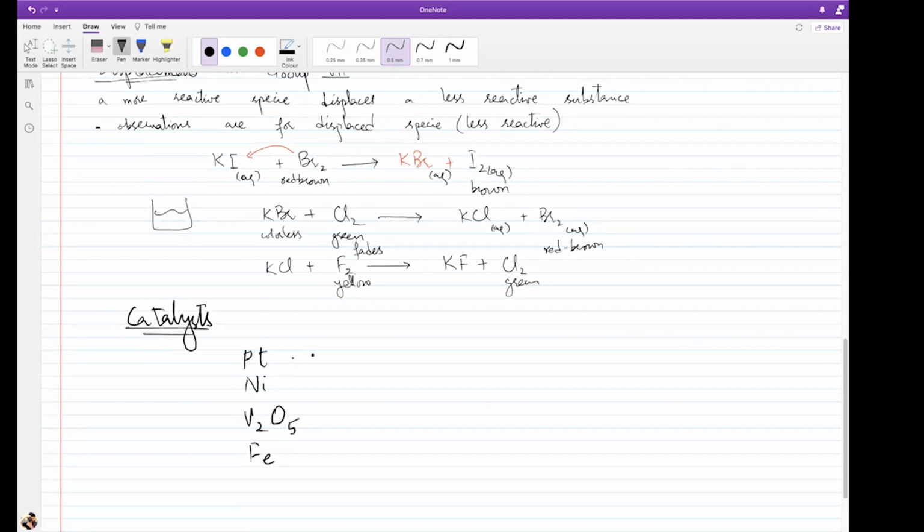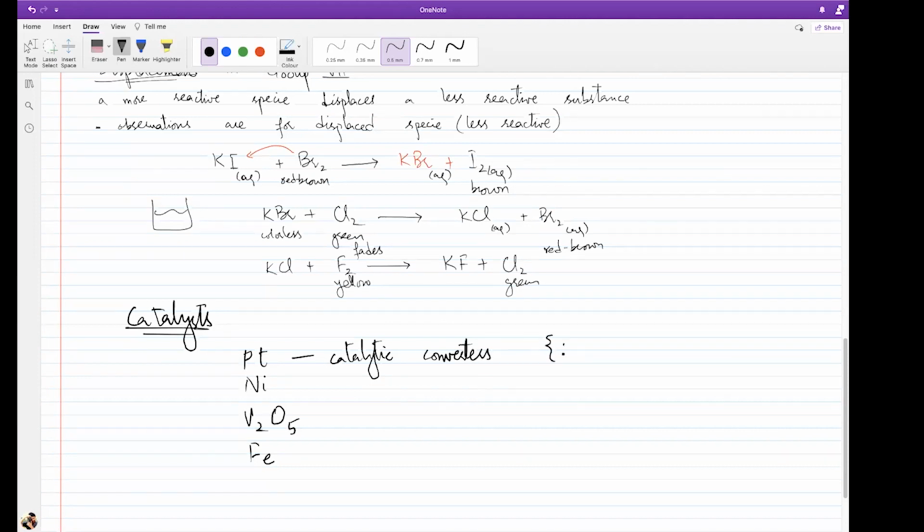Okay, how does it work? Platinum is used in catalytic converters. Catalytic converters basically make sure that harmful gases do not leave car exhaust, especially those that are responsible for acid rain as well as greenhouse effect. So they're used in cars.